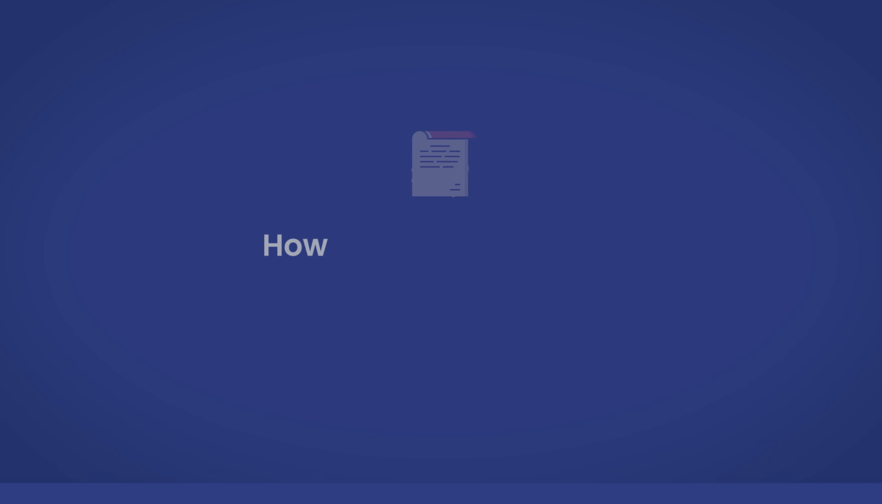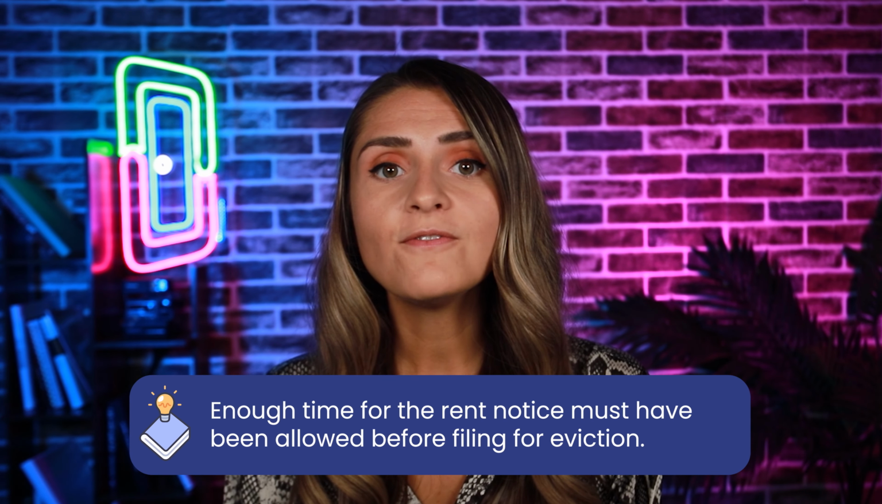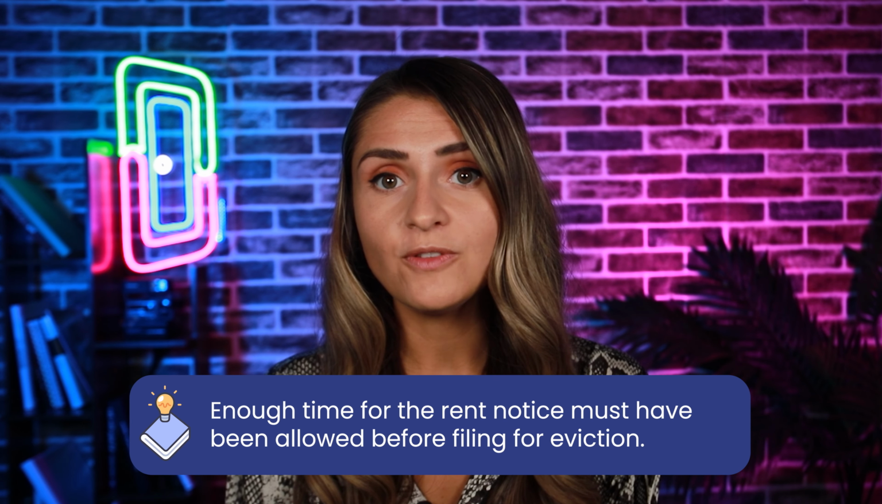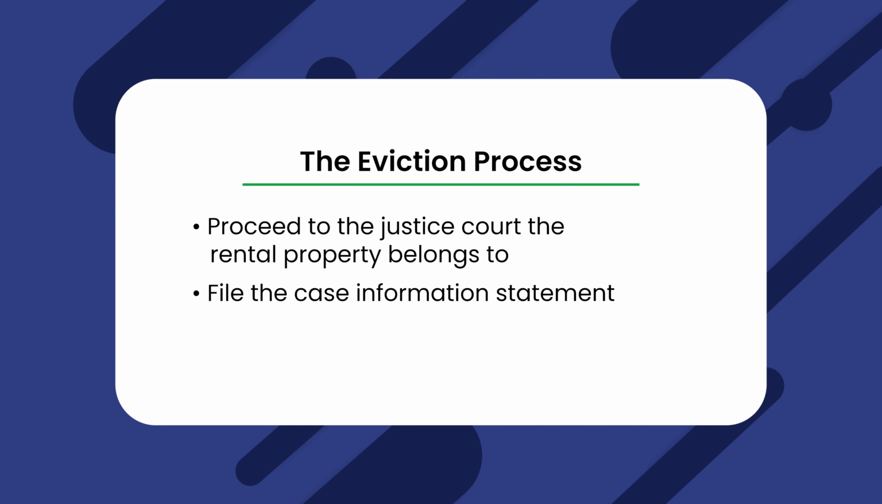Filing a complaint. How to file a complaint. The North Dakota eviction process can only begin after the issuance of the appropriate written eviction notice. Enough time for the rent notice must have been allowed before filing for eviction. The eviction process is as follows. Proceed to the justice court the rental property belongs to, file the case information statement, and pay the fees.